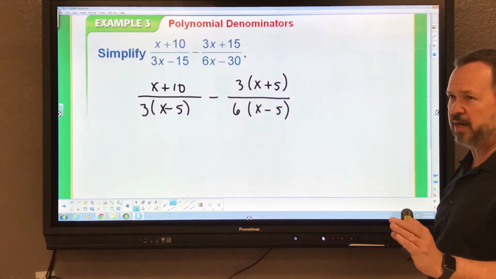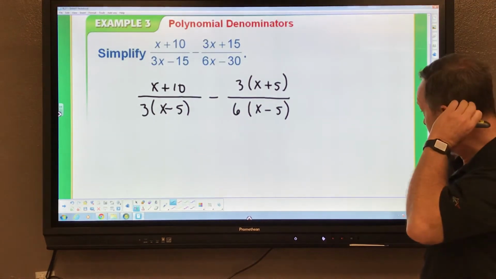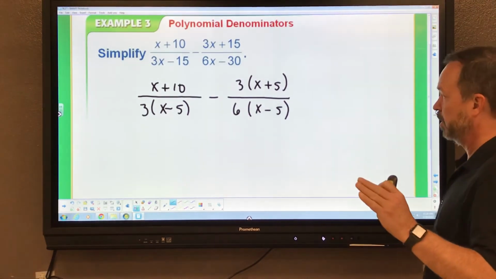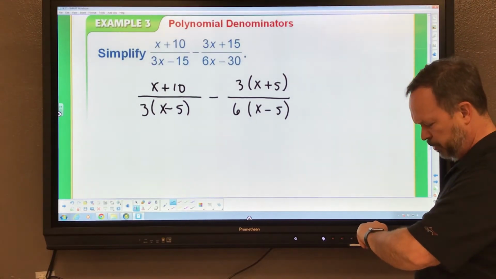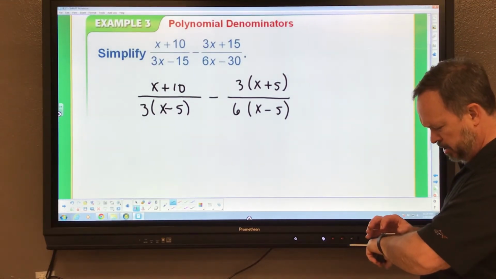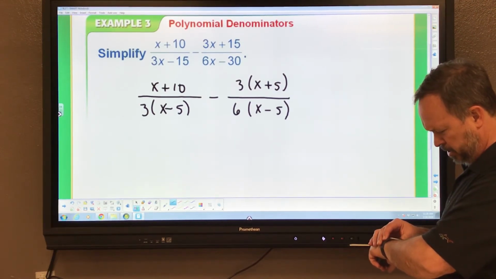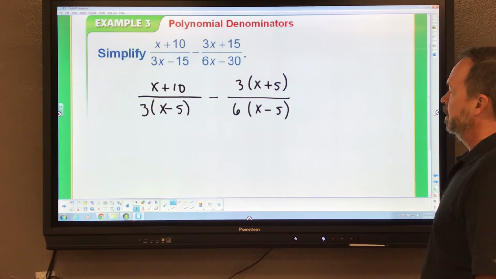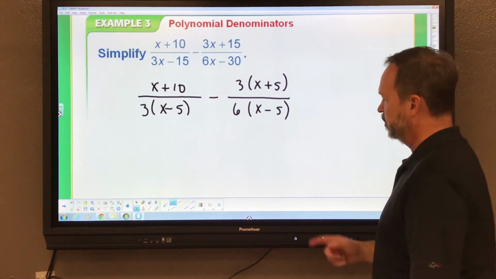So I'm going to do this straight up. Being that I've been here before, I see something, but I'm going to pretend I don't see it, and I'm going to go straight for what I'm going to do. So least common multiple for these two fractions.